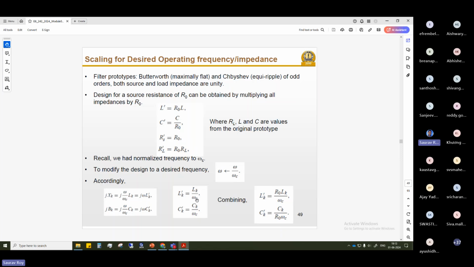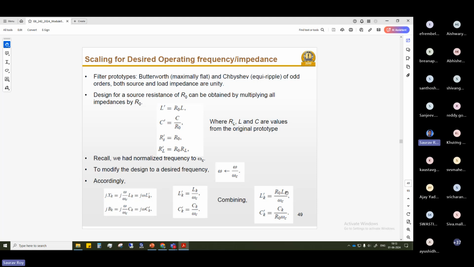You see, LK we get now with omega C, and CK, not CK prime, we get with omega C. Let's say your omega C value is, you want to design at 4 gigahertz. You have to divide this previous value, what you get as LK and CK from the table, with 4 gigahertz to get the actual value of capacitor and inductor at your frequency. And if you combine with the R naught value, it looks like the rightmost pair of equations.